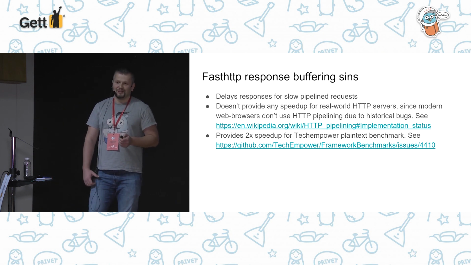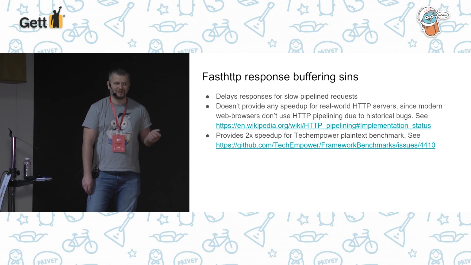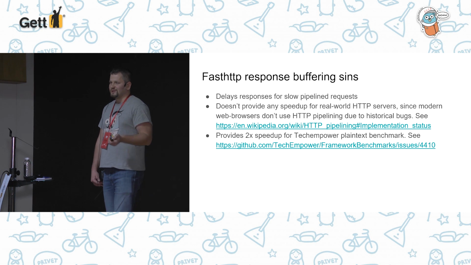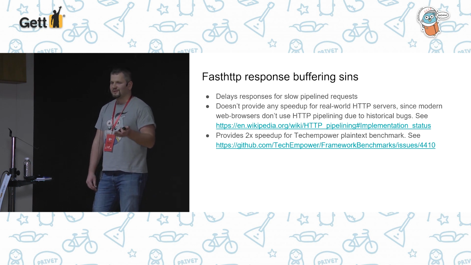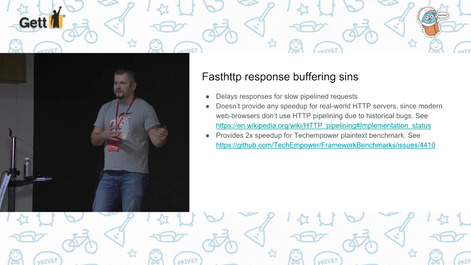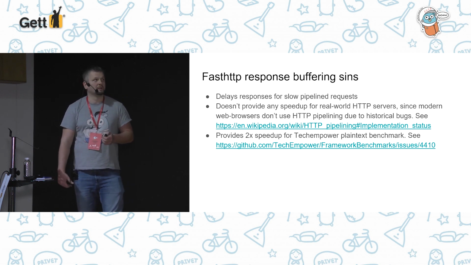Sin number 1: the HTTP pipeline is prone to head-of-line blocking, which means that if we have sent several requests to the HTTP connection, and if the first request takes a lot of time to execute, then all other requests after it will be waiting until the execution of the first request is finished, even if they can be processed much faster. This increases our latency for the next request.